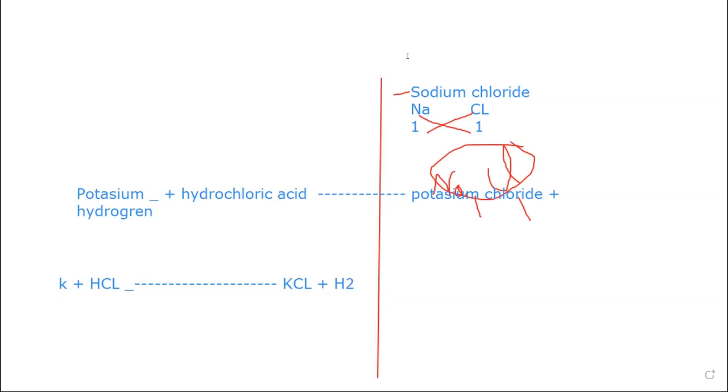Another example. What happens when sodium reacts with sulfuric acid? Write the word equation: sodium plus sulfuric acid gives sodium sulfate plus hydrogen. It is a displacement reaction, so it takes the position of hydrogen and removes this hydrogen. What about the symbolic equation?